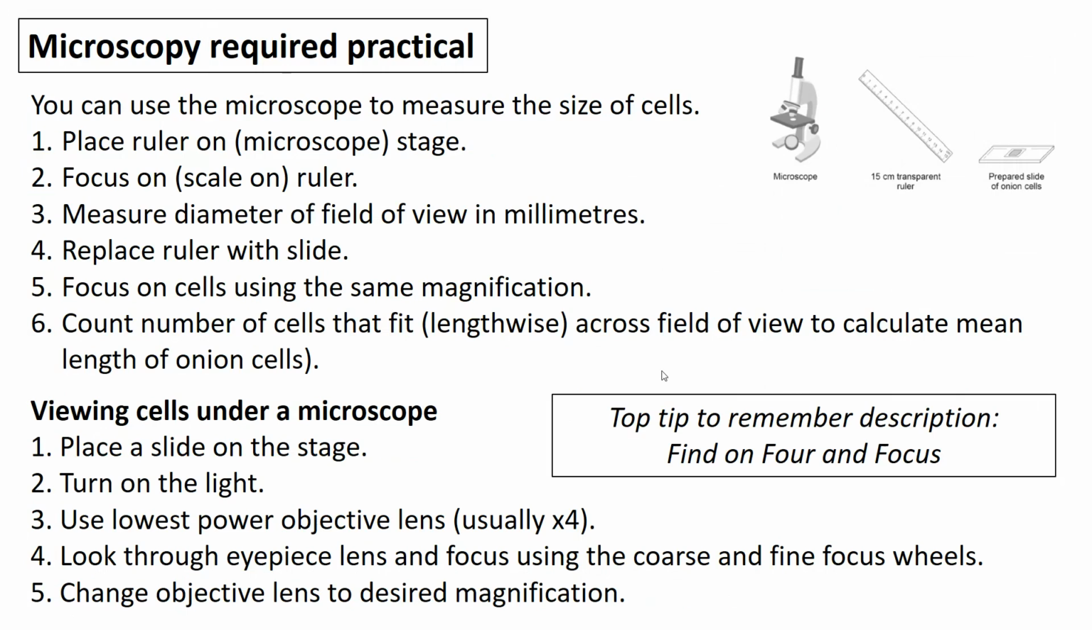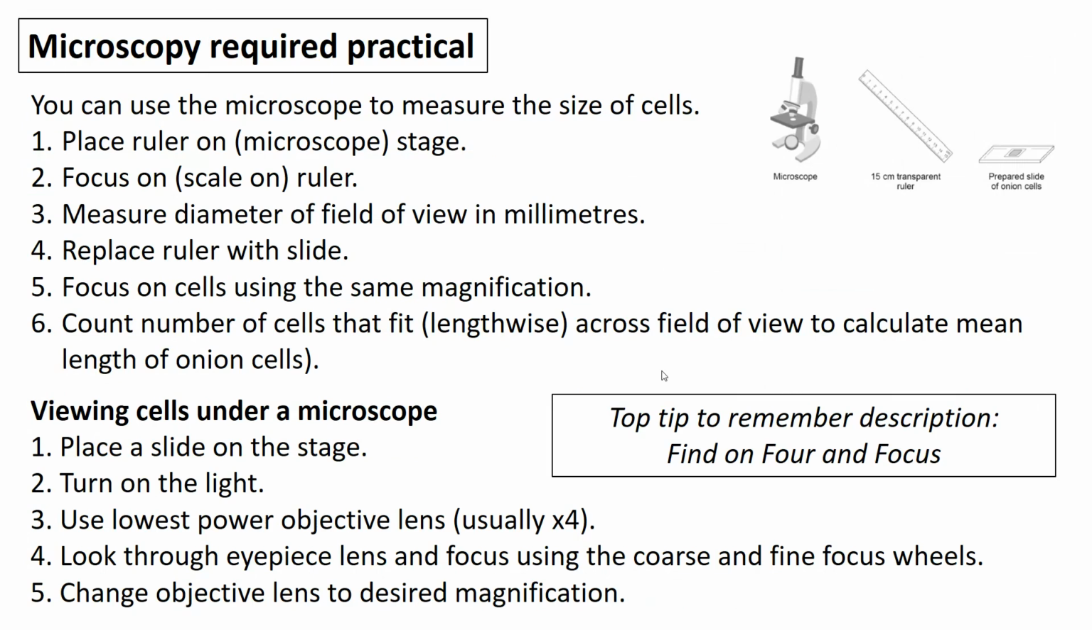There is a required practical to do with microscopy. From one of the years, you were given those pieces of equipment and you were asked to use those bits of equipment to measure the size of a cell. So a typical method for that would be to place the ruler on the stage, look down the eyepiece lens and focus on the ruler. You then measure the diameter of the field of view. That's what you can see when you look down the microscope.